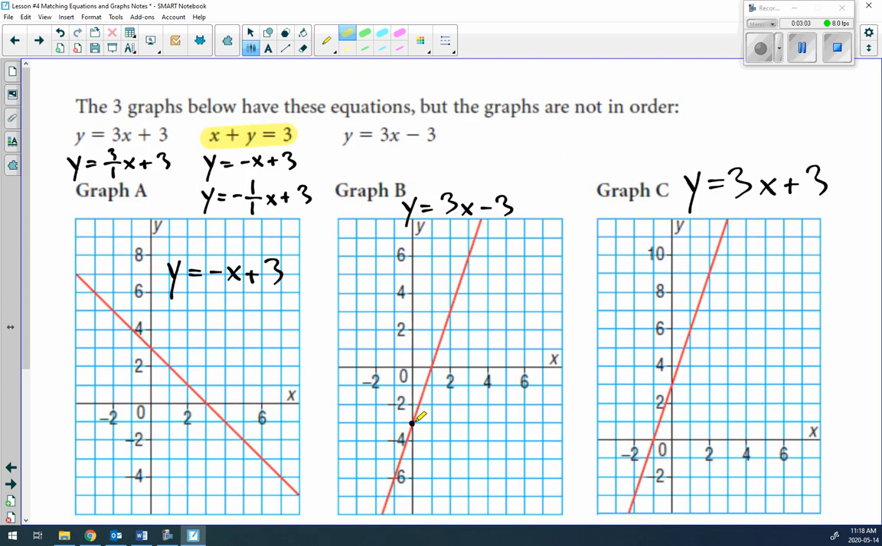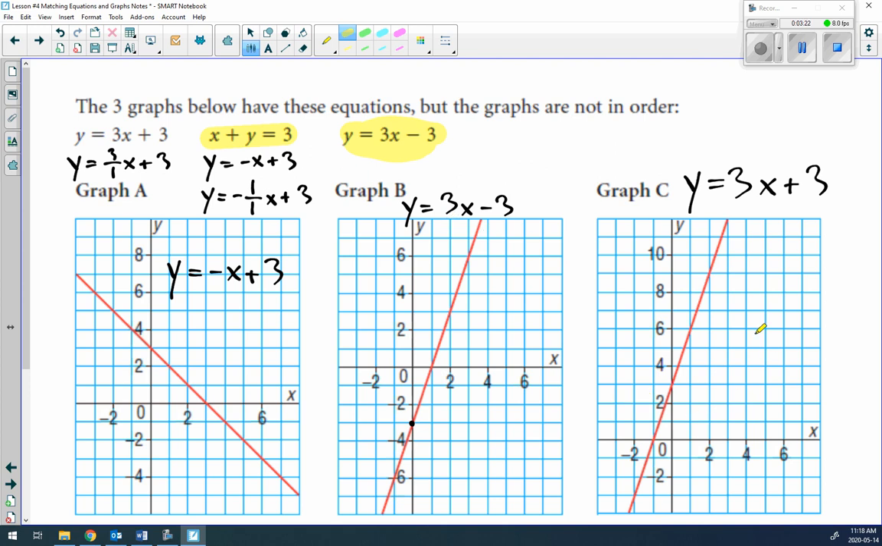Let's look at this one here. The y-intercept is negative 3. Do we have a negative 3 here for y-intercept? Yeah, there it is right there: y equals 3x minus 3. The slope is 3 in this case, so 3 over 1. So up 1, 2, 3 over 1. That works. So y equals 3x minus 3 is for graph B.